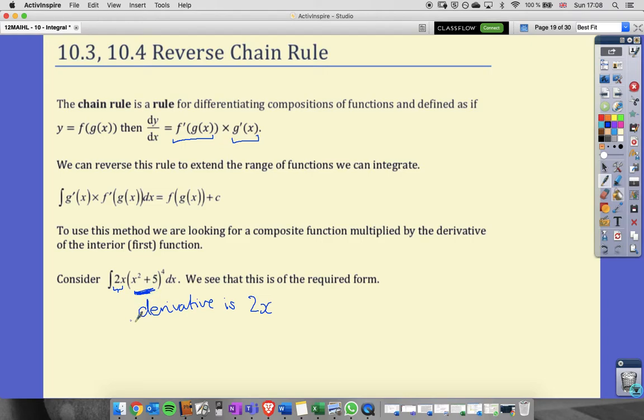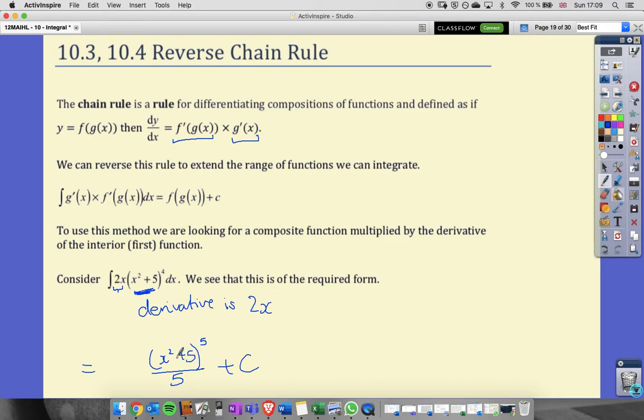So what we can do is think about taking the main part of this function. We can see the outside of the function is to the power of 4. To integrate that, we increase the power by 1. We divide by the new power. That's just our power rule. And then we'd obviously have a plus c. We can compare this to what we're looking for. If I were to differentiate this, that is always the way of checking to see if you've integrated something. Differentiate, see if you're back where you started.